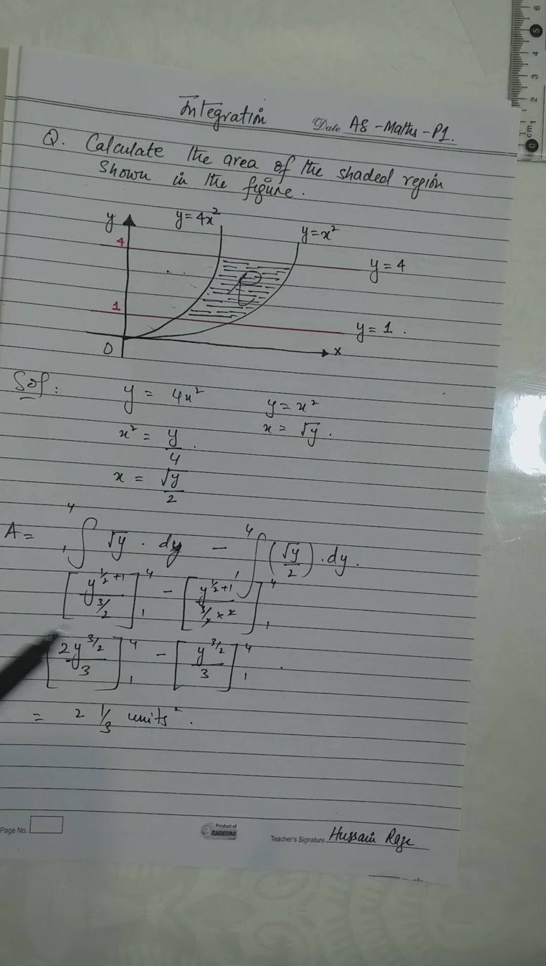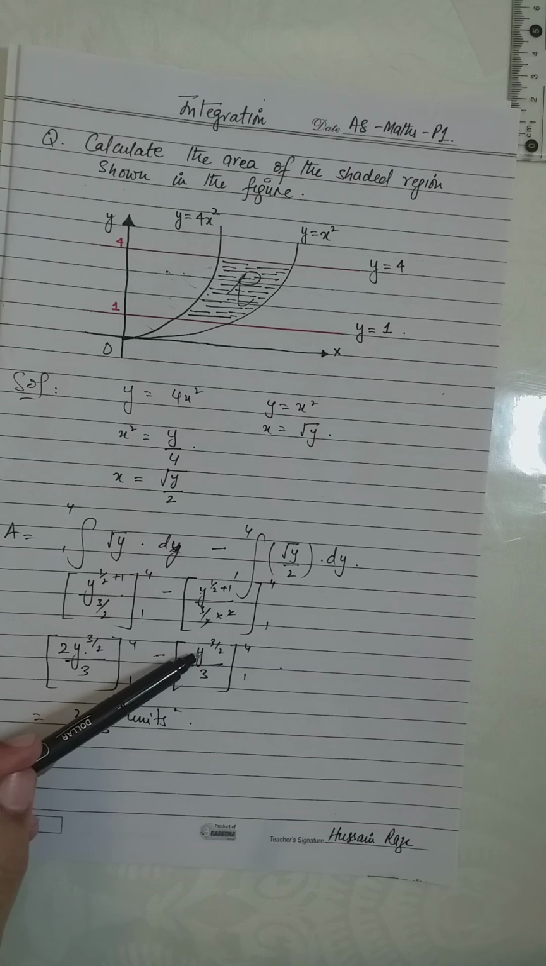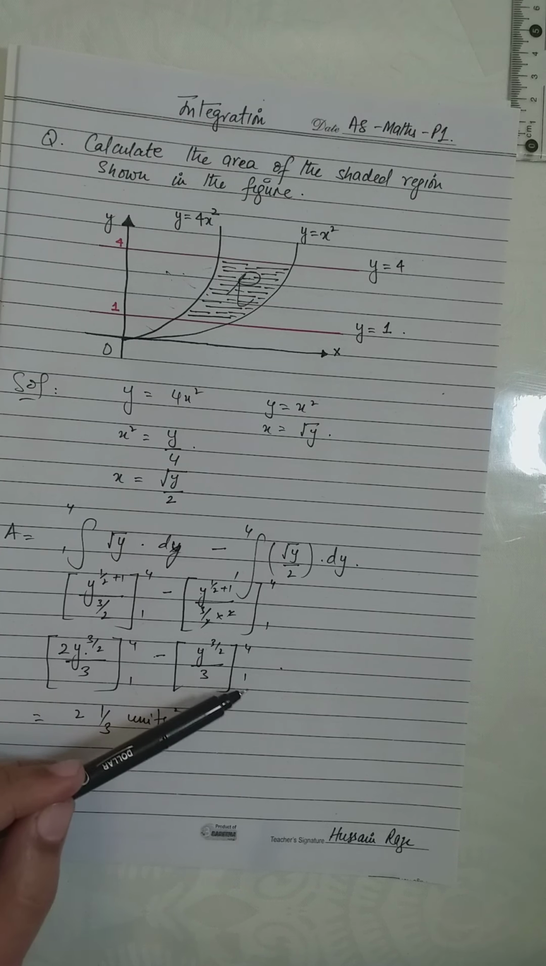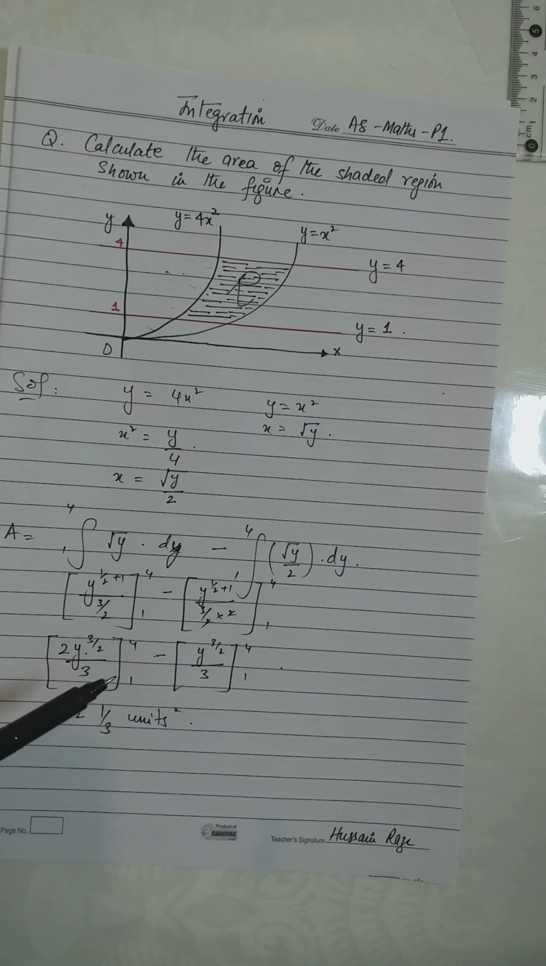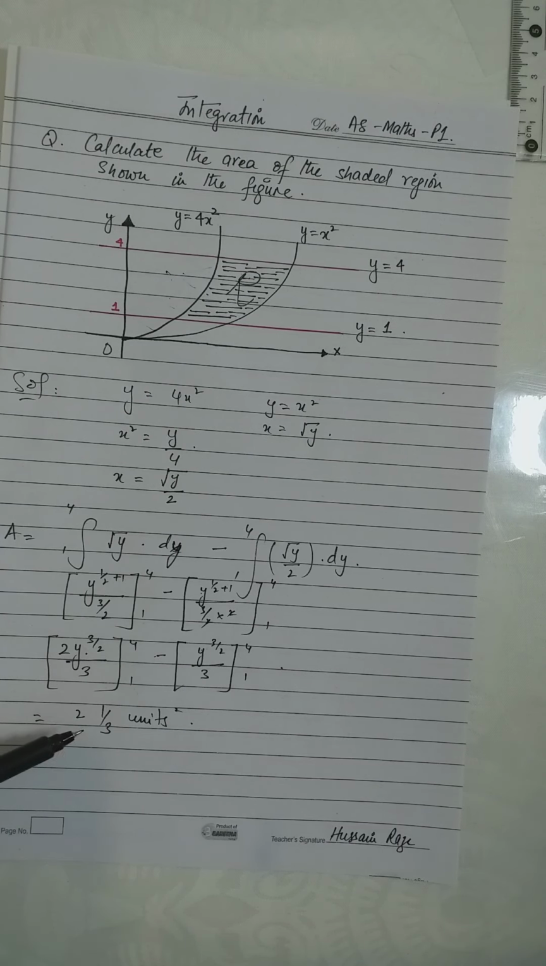What you would need to do is, this has already been integrated, so you substitute the value of 4 first, replacing y by 4, whatever you get, then minus substituting 1, then whatever you get. Minus, again, this is the second equation, substituting the value of 4 first, replacing y by 4, and then y by 1, subtracting them both. Whatever you get from this, minus whatever you get from this, will give you the final answer, which is 2 whole 1 over 3.